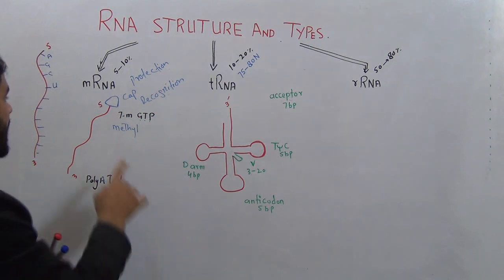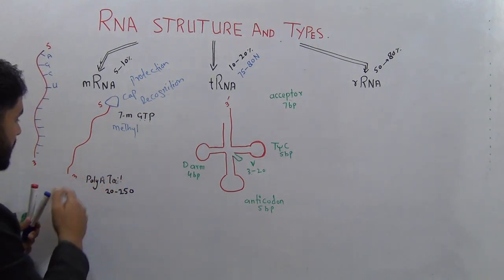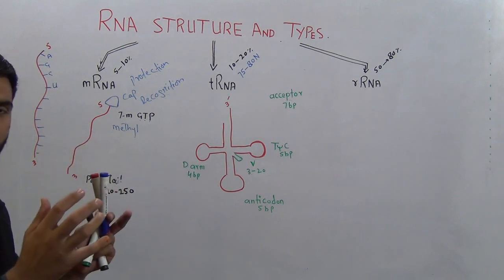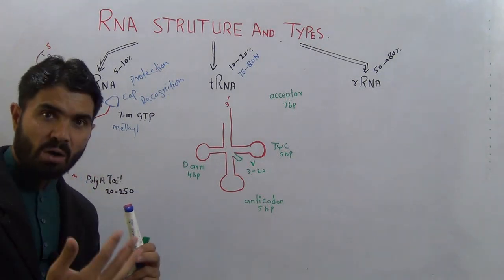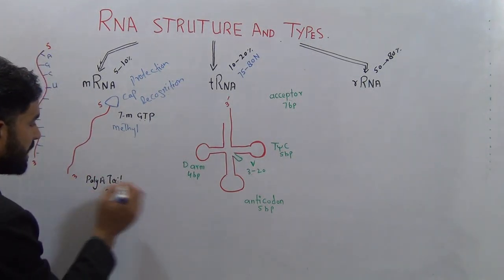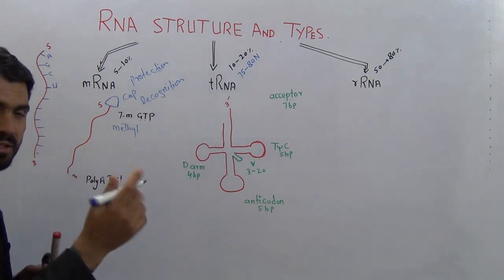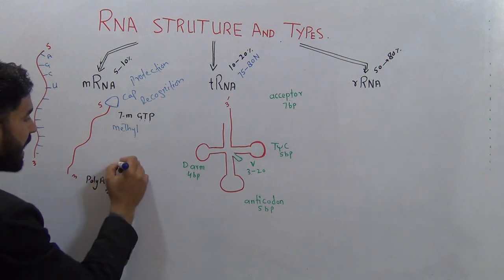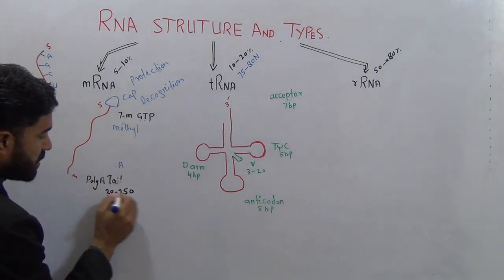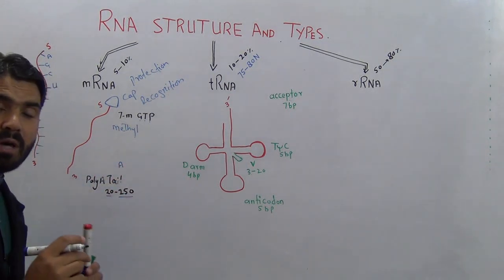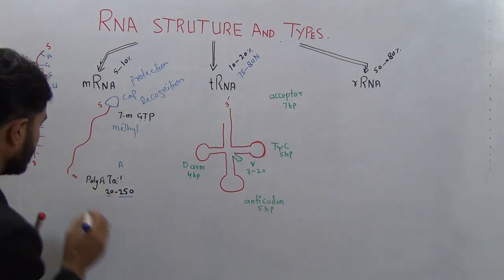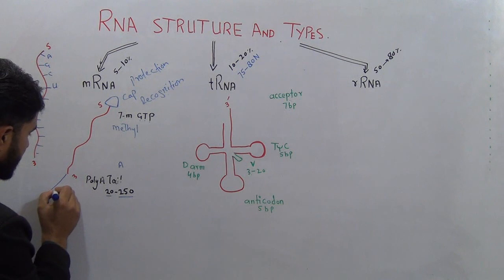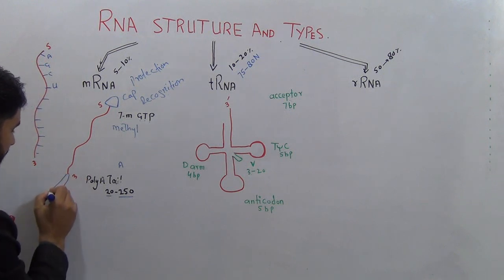Now at the 3' you will see another compound, a combination of compounds, meaning many adenosine residues. Adenine nucleotide, you know very well adenine nucleotide. So from 20 to 250 adenylate nucleotides will be added here. So now I will write a diagram like this. Fine. So many adenine.